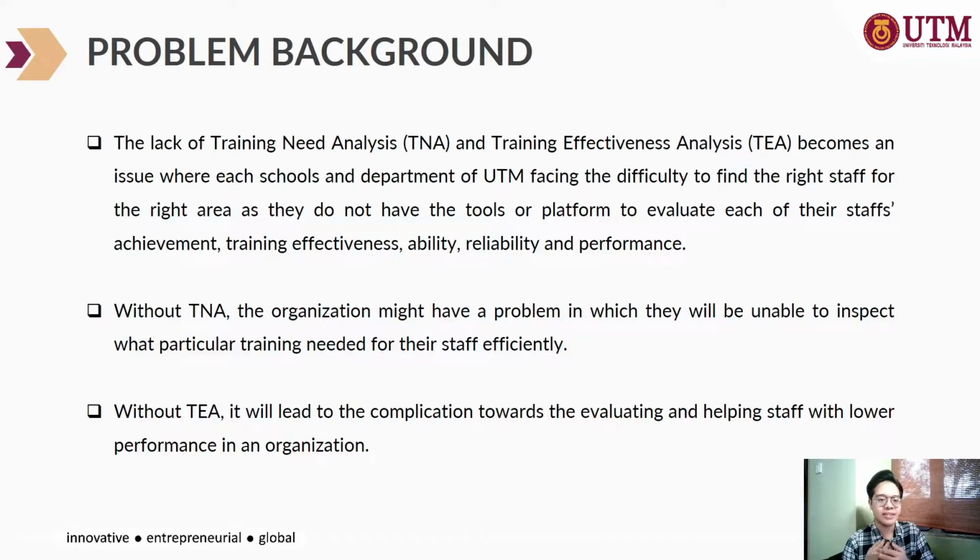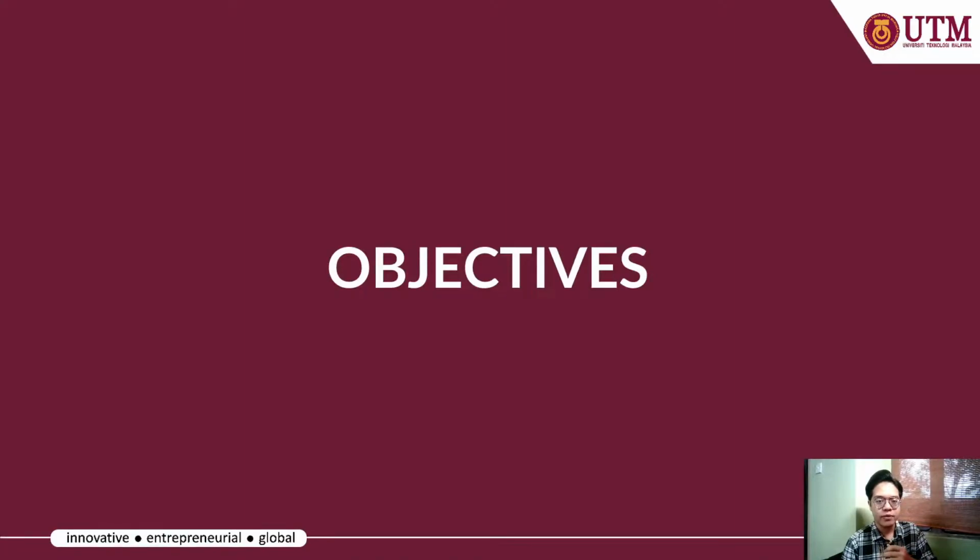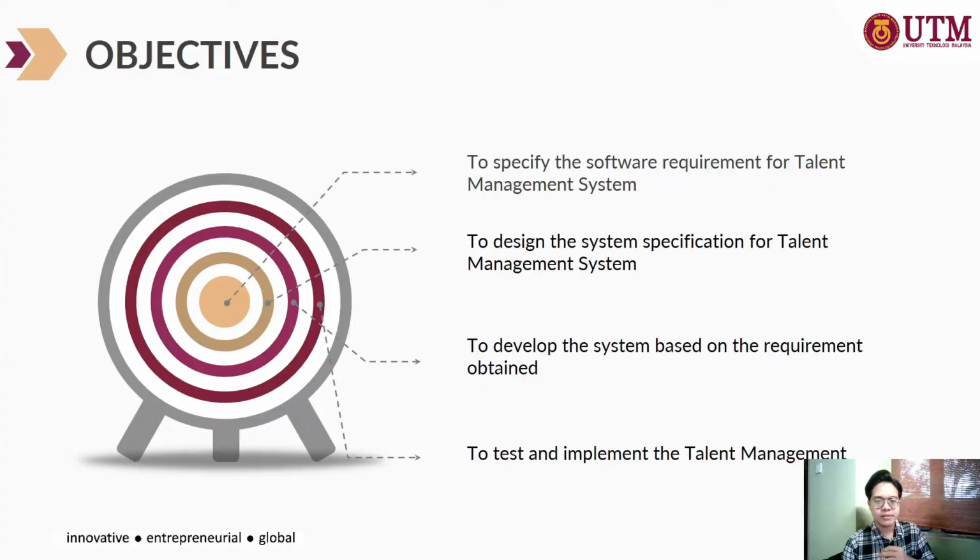For the objective of the project, there are 4 main objectives: to specify the software requirement for the talent management system, to design the system specification for the talent management system, to develop the system based on the requirement obtained, and to test it and implement it in talent management.